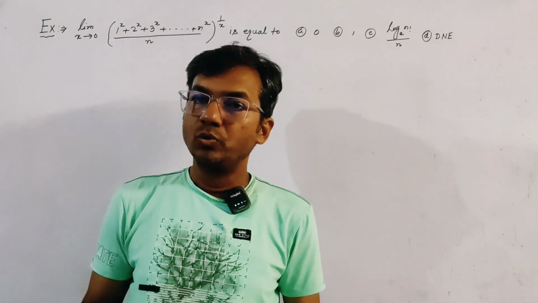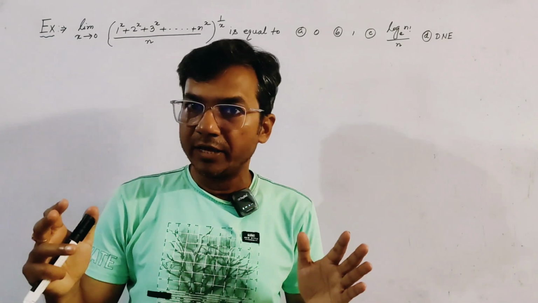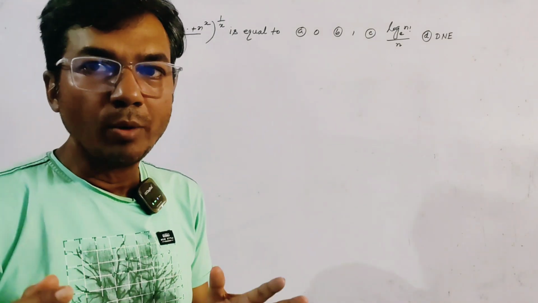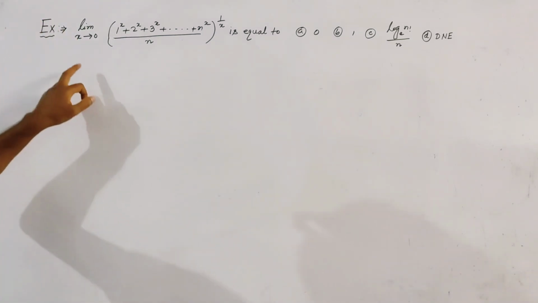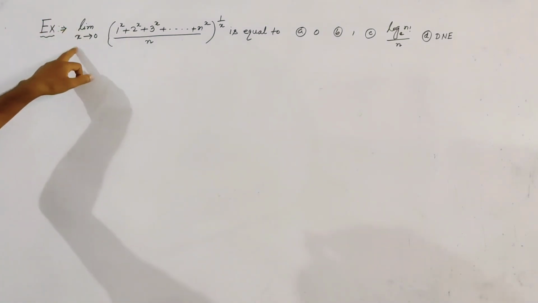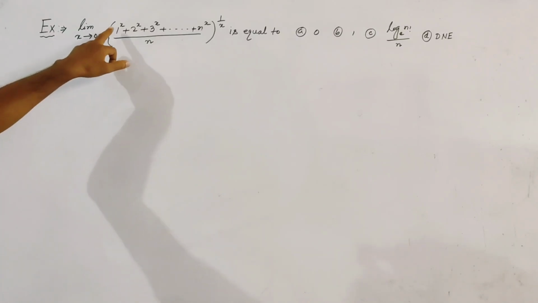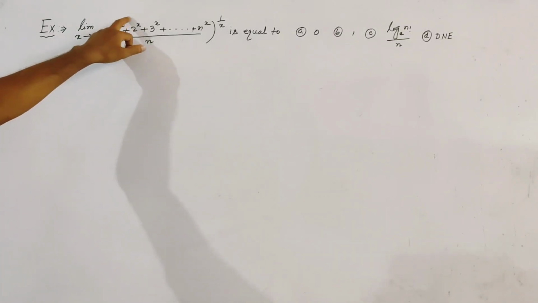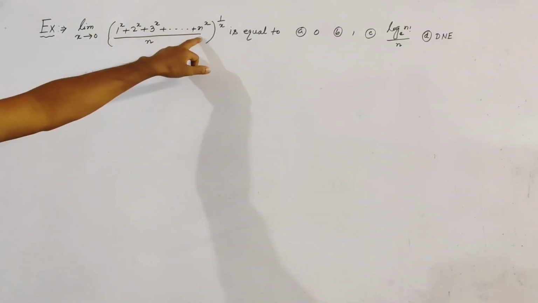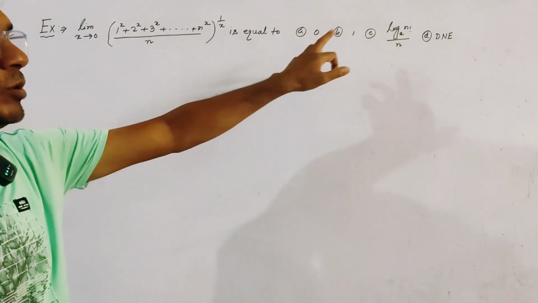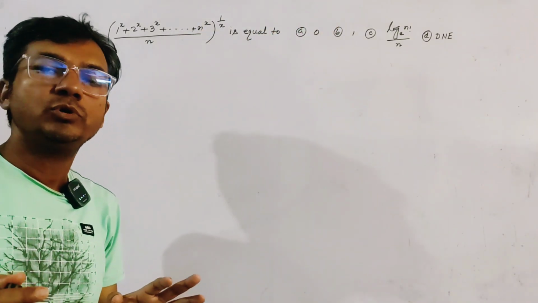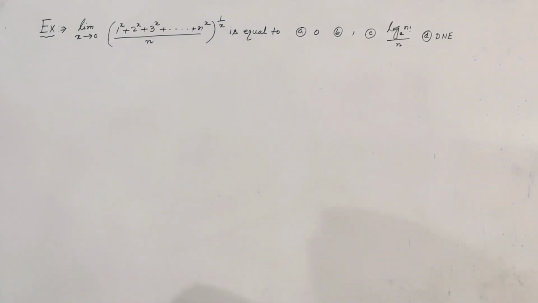In this class, we discuss an important limit of JEE Main and Advanced level. The limit is: limit x tends to 0 of ((1^x + 2^x + and so on plus n^x)/n)^(1/x), equal to what? Four options are given here. We have to choose the correct option.